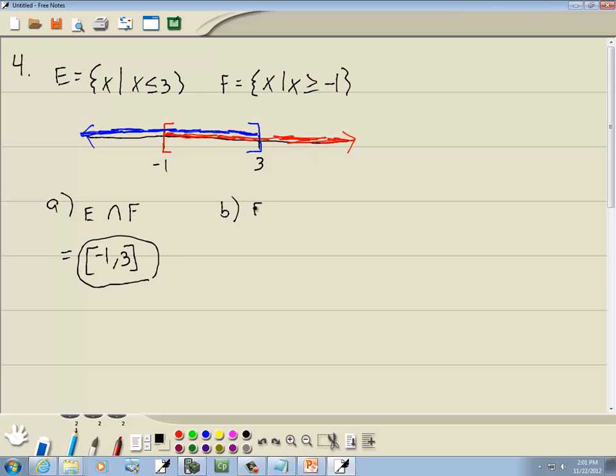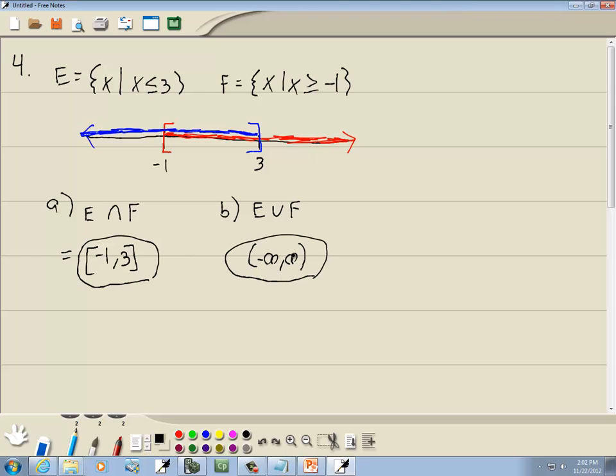Now B is a union. Now the union is where anything is shaded. Well, it's shaded everywhere. So where anything is shaded is from negative infinity to positive infinity.